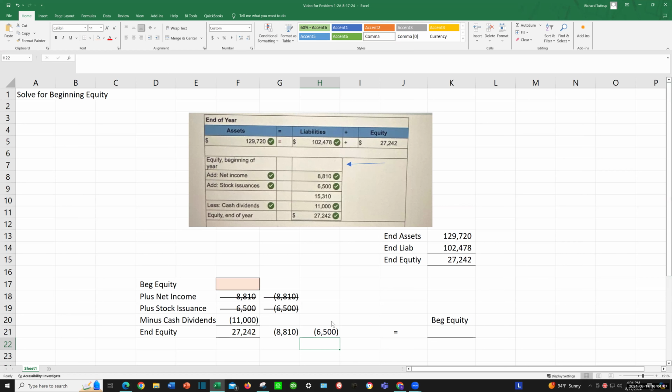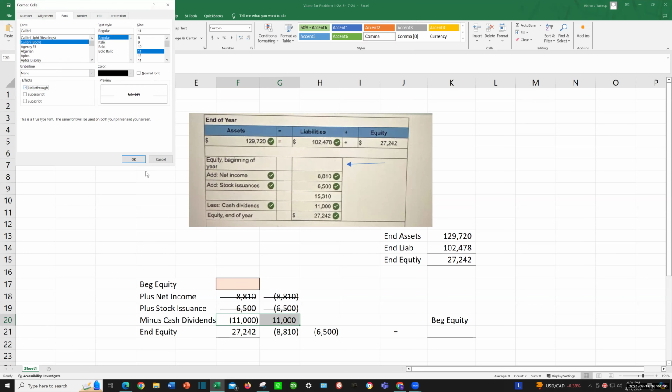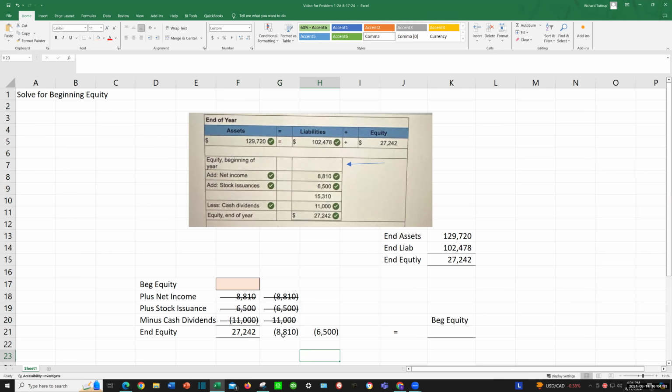Okay. Last but not least, we got to get rid of this minus 11,000. How do we get rid of a minus 11,000? Well, add it. 11,000, right? When we do that, we get rid of it. Okay. And if we did it on this side of the equation, we got to do it on the other side of the equation too. So this is going to be a plus 11,000.